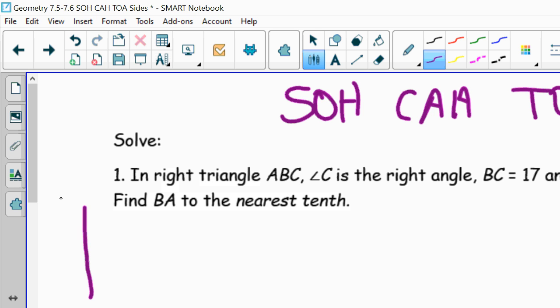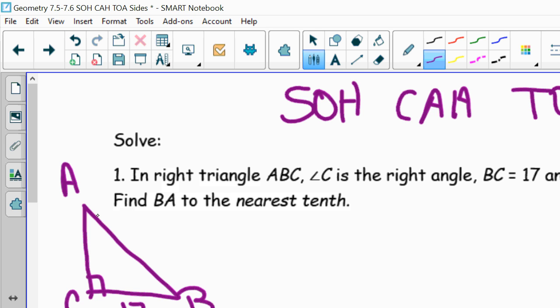So first we're going to draw a picture. Right triangle. They tell me C was my right angle, so it has to be down here. It doesn't matter where I put the A or the B, so I'm just going to put A at the top and B at the bottom. They tell me BC was 17, so that side down here is 17. Angle B, they told me, was 35. Find BA, so that's my X.